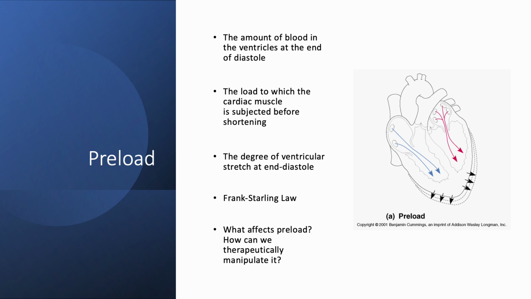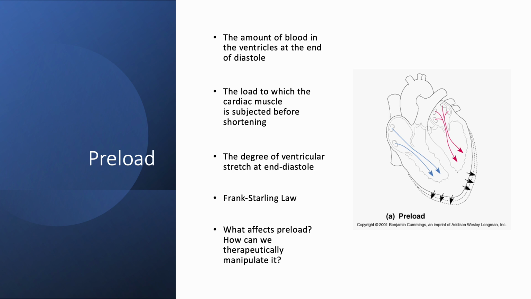Preload is the volume of blood filling the ventricles just before they contract, which determines the initial stretch of the heart muscle fibers. It is the load to which the cardiac muscle is subjected before shortening. This refers to the pressure or load the heart muscle experiences as it fills with blood before it contracts. It is also the degree of ventricular stretch at end diastole, or how much the heart muscle fibers are stretched by the volume of blood during preload.